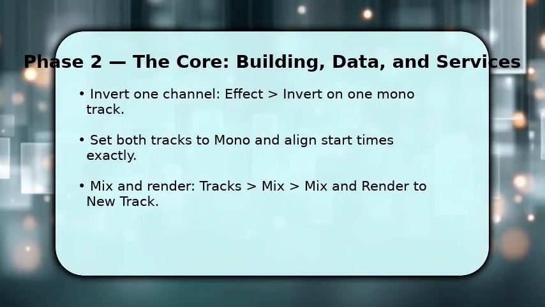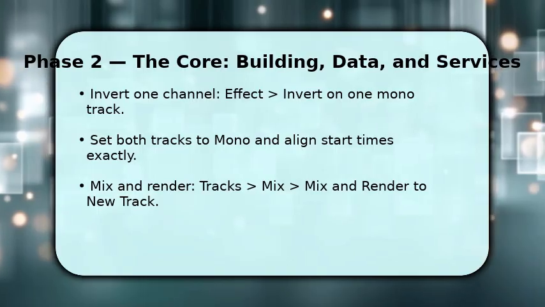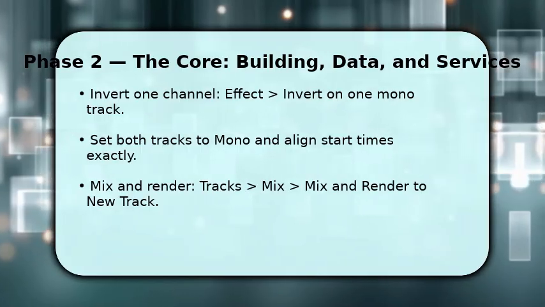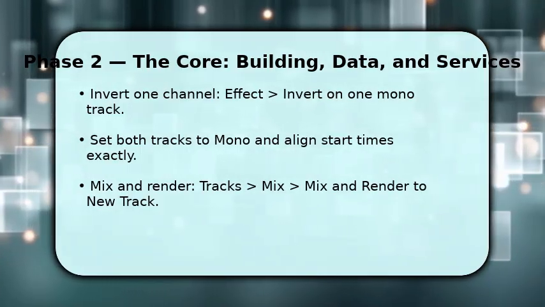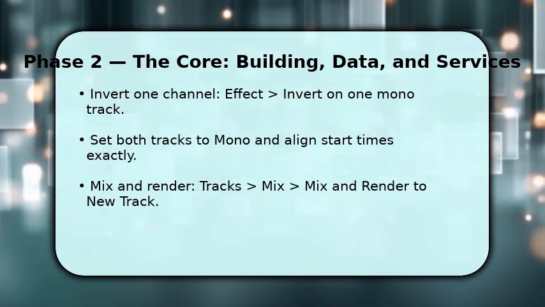Now perform center channel subtraction to cancel centered music. Select one of the mono tracks and apply Effect Invert. This flips the waveform polarity so identical centered signals subtract when summed. Make sure both tracks are exactly aligned. Nudge with time shift if necessary.